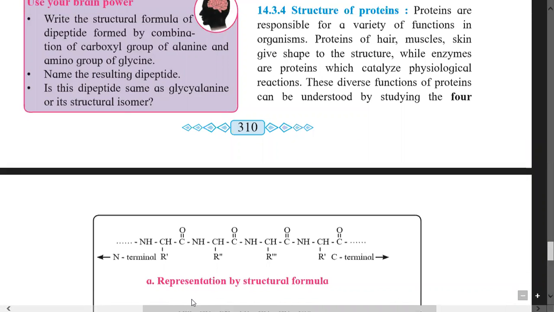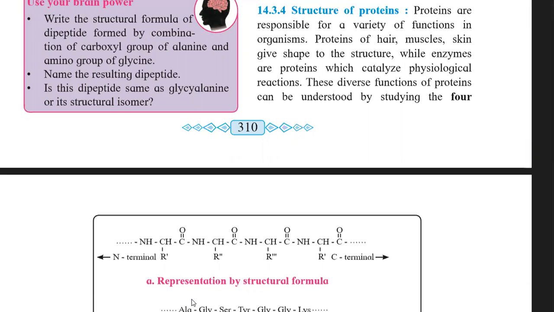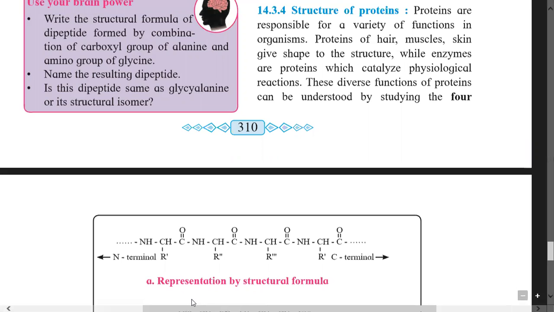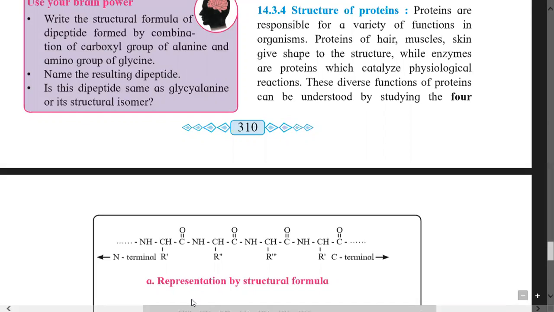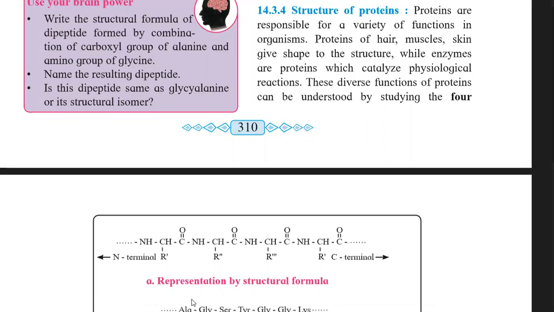Hello, good morning, students. In the last lecture, we studied protein and the bonds present in protein, that is, the peptide bond or amide bond. Due to the presence of this C=O and NH bond, that is, a peptide bond, many peptide linkages are present in protein. Therefore, proteins are also called polypeptides.